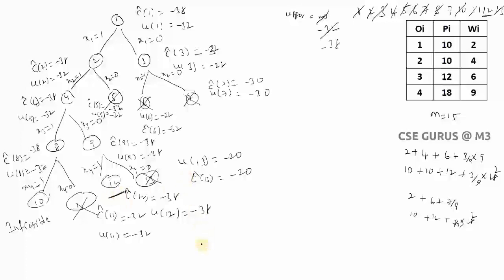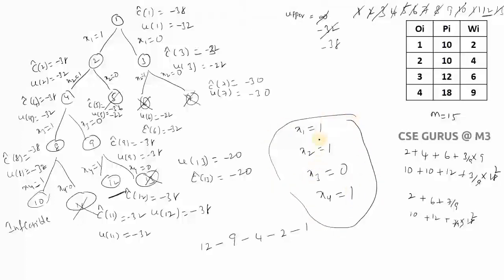So from 12 if I go with the path, 12 to node 9, 9 to node 4, 4 to node 2, 2 to 1. If I consider 1 to 2, x1 equals 1. So 2 to 4, x2 equals 1. So 4 to 9, x3 equals 0. So 9 to 12, x4 equals 1. So this is our answer. You are including the first, second and fourth objects, so the weight will be 2 plus 4 plus 9, which is 15, not exceeding the capacity, and the profit is 10 plus 10 plus 18, 38 is our profit.